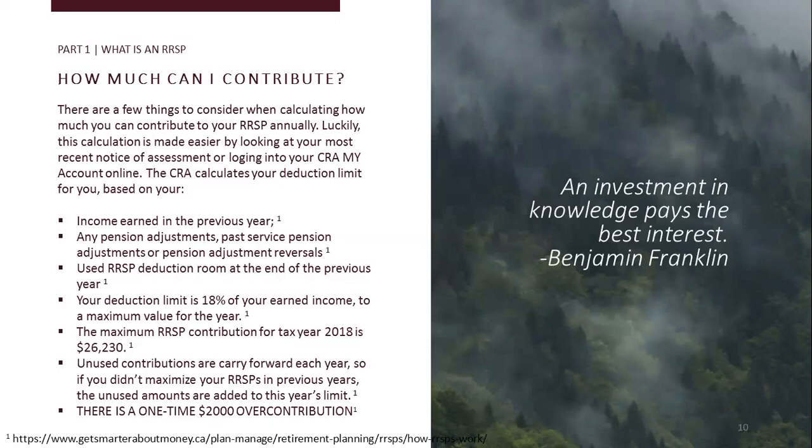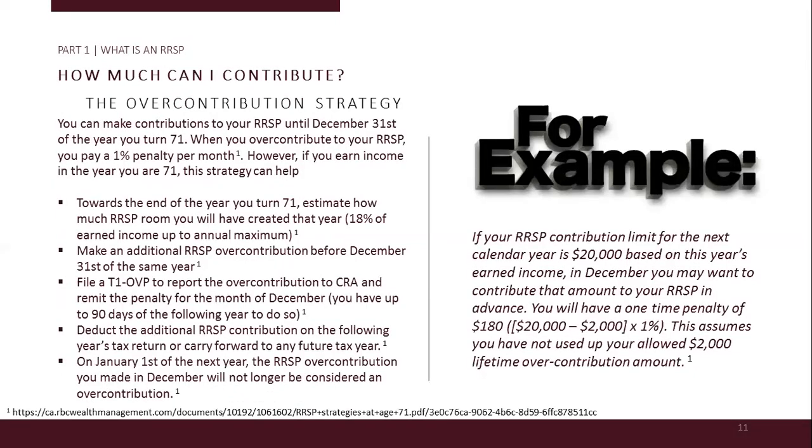And we should not forget that there's a one-time $2,000 over-contribution allowed. Now, there's a particular over-contribution strategy that can be used in the year you turn 71. You can make contributions to your RRSP until December 31st of the year you turn 71. When you over-contribute to your RRSP, you pay a 1% penalty per month. However, if you earn income in the year you're 71, this strategy may help.